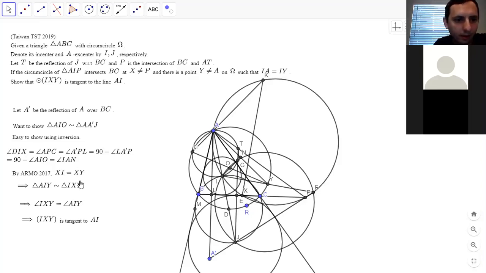Okay. And then since DIX equals IAN, then XI is equal to XY. Interesting. So yeah, I'll have to look up this problem here. What is ARMO? Russian Mathematical Olympiad. I'm sorry, say one more time. Russian. Oh, Russia. Okay.